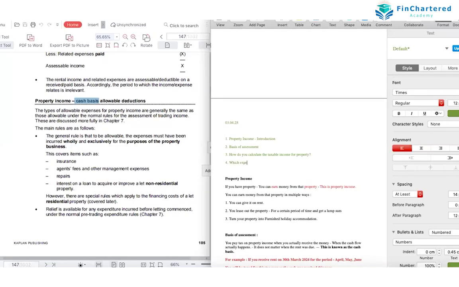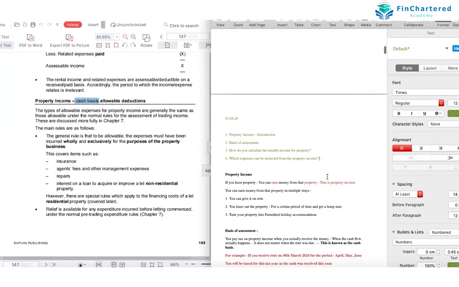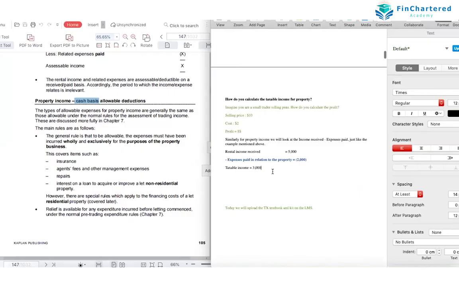And what's the fourth topic covered today? Which expenses can be deducted from the income? Which expenses can you deduct? Which expenses can you not deduct? All right. So let's look at that in brief. Again, certain expenses are deducted. What are they? Which expenses can be deducted?